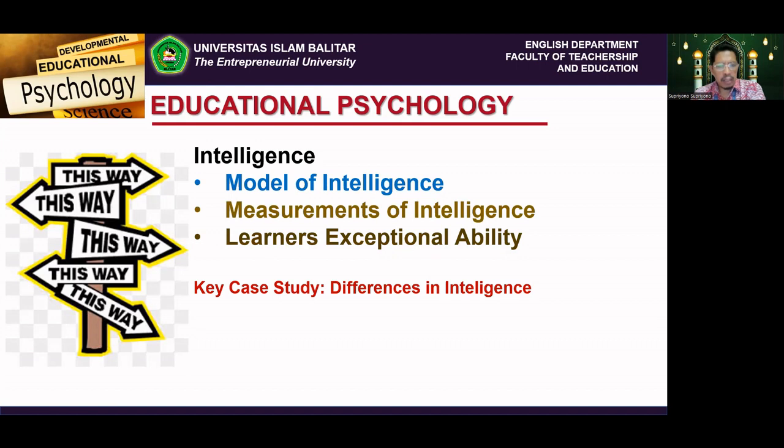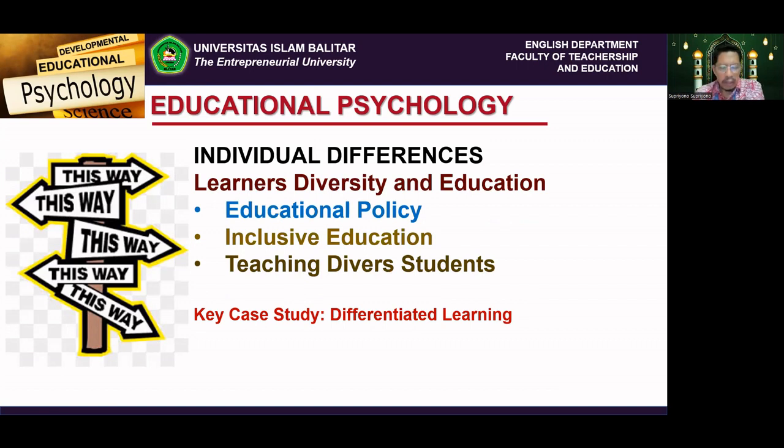Okay, we also discuss intelligence, like the models of intelligence, measurements of intelligence, and learners' exceptional ability. How do we identify student intelligence, and how do we do differentiated learning? How do we manage a diverse class for the same objectives? And therefore, learners' diversity in education also becomes our focus of learning. Like we need to work on educational policy, and of course we discuss inclusive education and how we manage diverse students for effective classrooms.